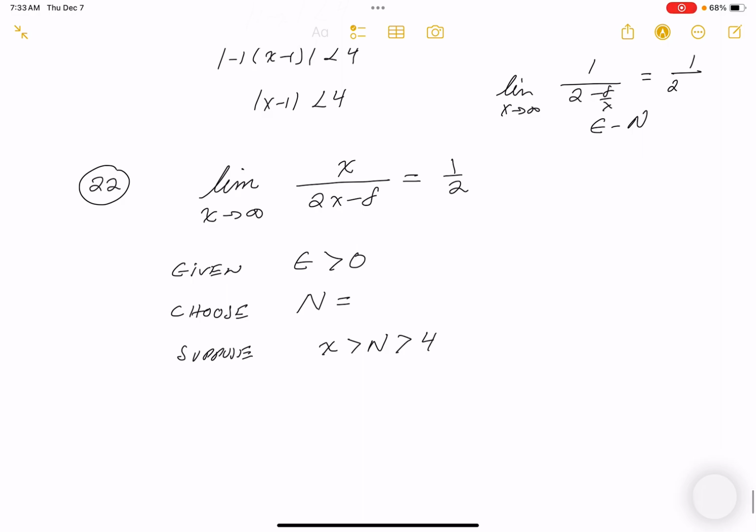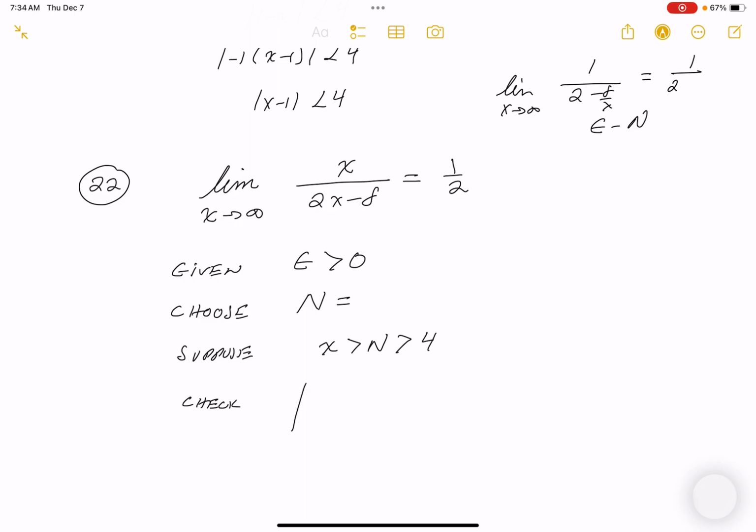Now, what do I know about this? I know x is a positive number. I know N is a positive number. And I know those positive numbers are always going to be greater than 4. Now, why do I choose 4? There's a division by 0 at 4. So I'm just playing it safe. All right? What are you going to do now? Check part.